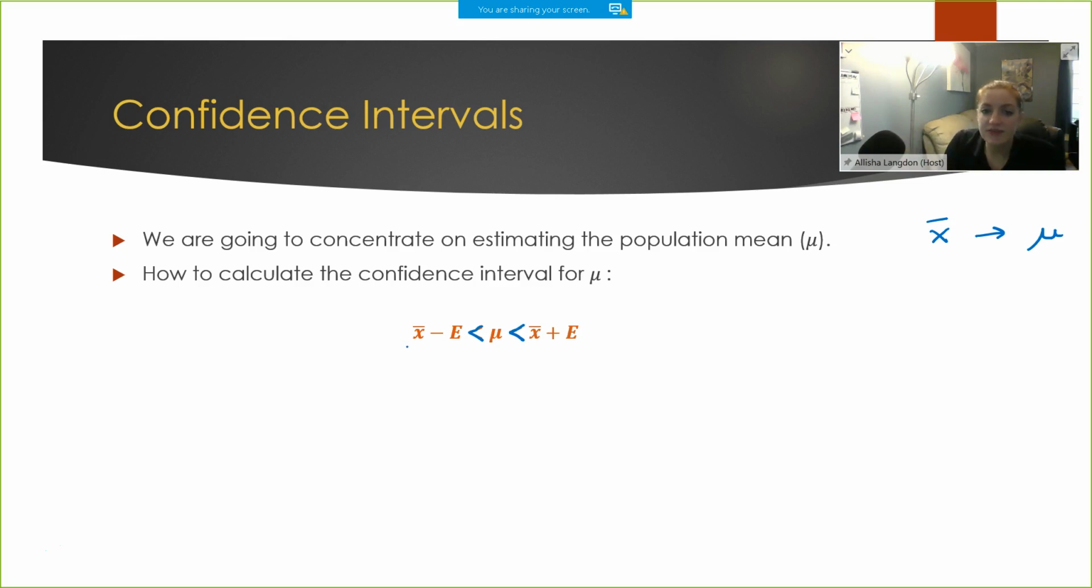And on the left-hand side, you have your lower limit, which is your x bar, your sample mean, minus your margin of error, just like we talked about before. And then on the upper limit, we're going to take our x bar, our sample mean, and we're going to add our margin of error. So basically what we're doing here is we're just taking our sample mean and we're either adding the margin of error or subtracting it to get that interval.